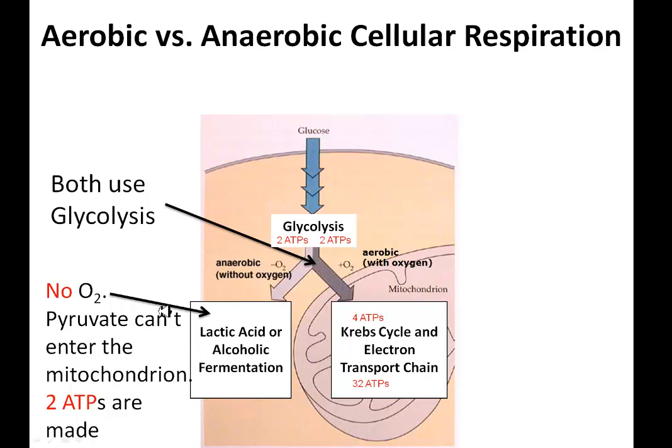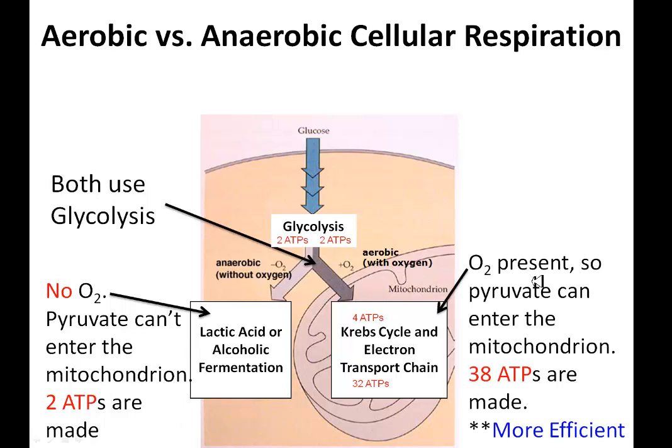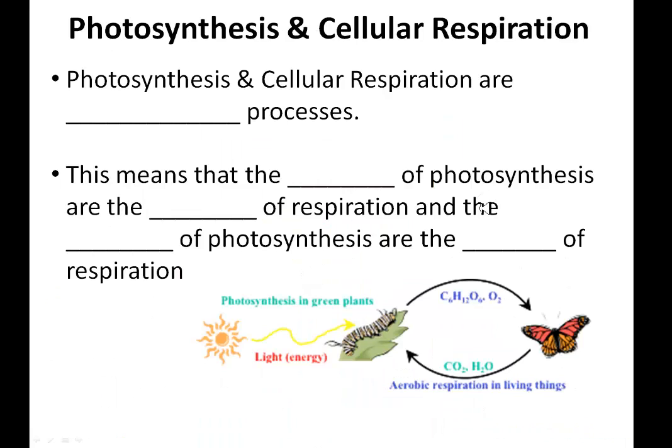So with no oxygen, you end up with 2 ATPs. If you do have oxygen, you can take the pyruvate, put it into the mitochondria, and take the 2 there and the 4 there and the 32 and make up to 38 ATPs, which is a much more efficient system of making energy for cells, which is why animals and plants can do a lot more than what yeast and bacteria can do.